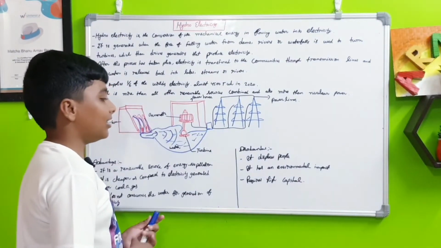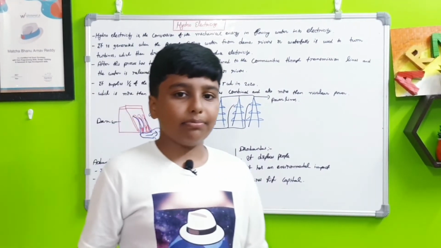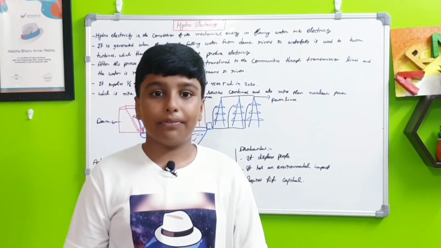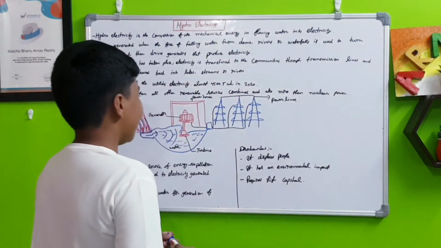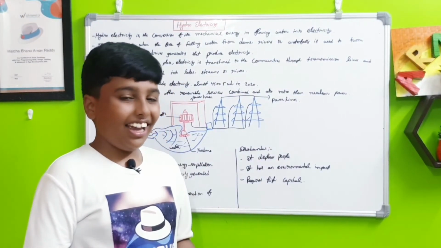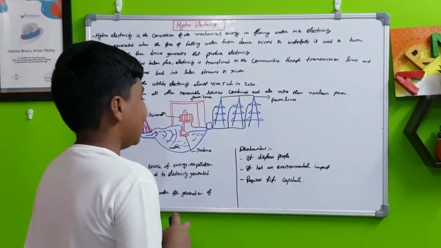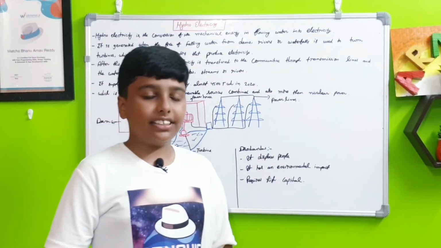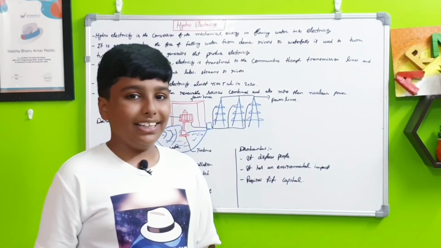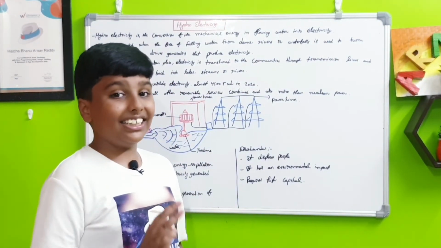It also has an environmental impact. For example, large dams hold lots of water, so because of the force of the water, small earthquakes can happen. Trees may also be cut, because of possible flooding and to make room for the dam. Finally, it requires high capital, so it needs lots of money to be built. Those are the three disadvantages.